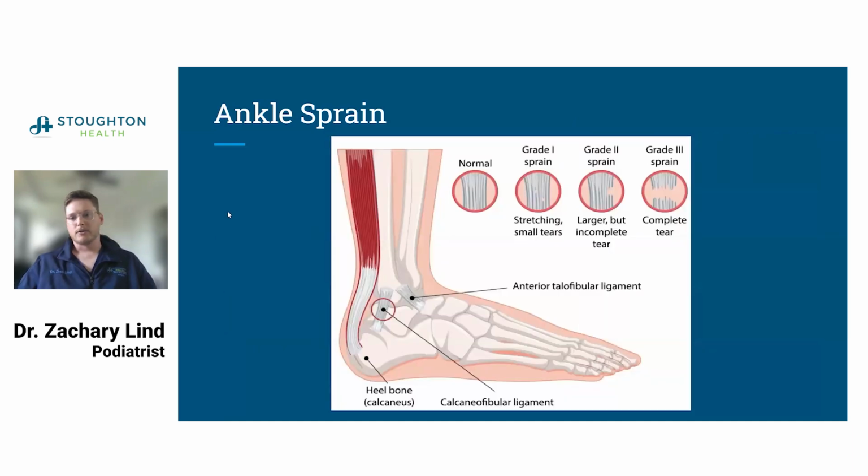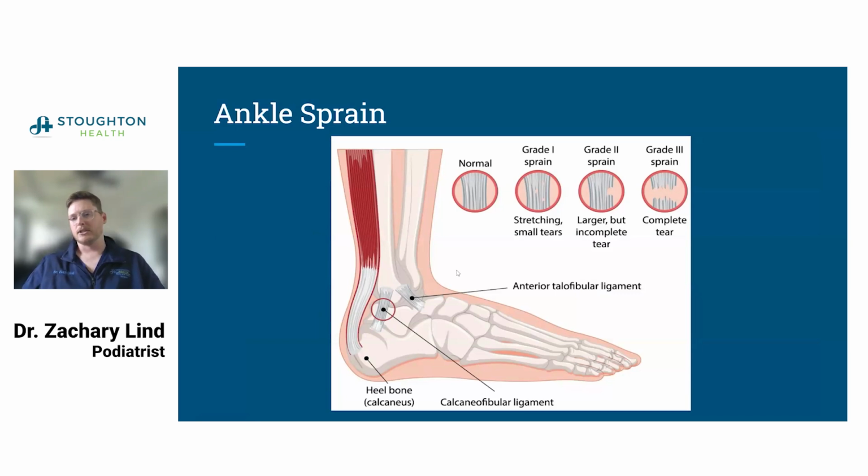So, when we're looking at ankle sprains in general, typically there's grades that we discuss. And again, this goes hand in hand with the level of injury, level of instability. So grade 1 sprains are typically stretching or small tears. And again, the most common would be your ATFL, and then the CFL would be your second most common.